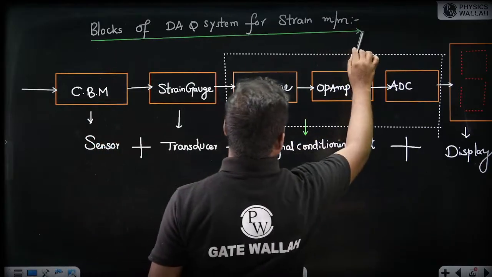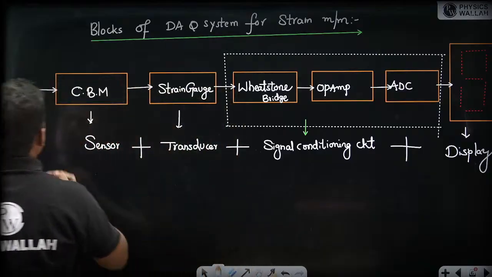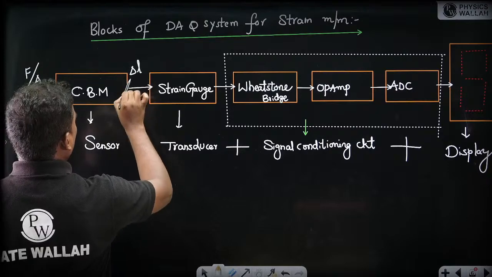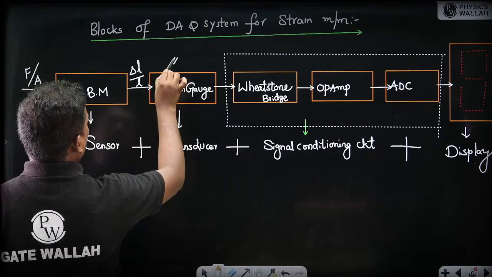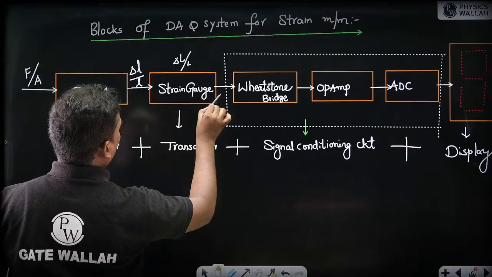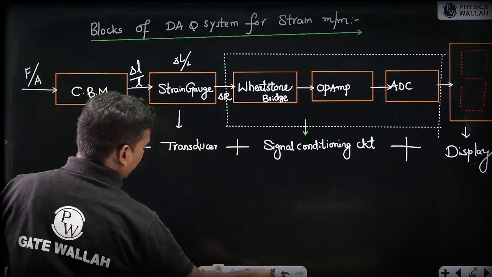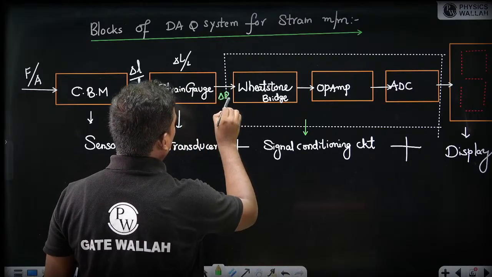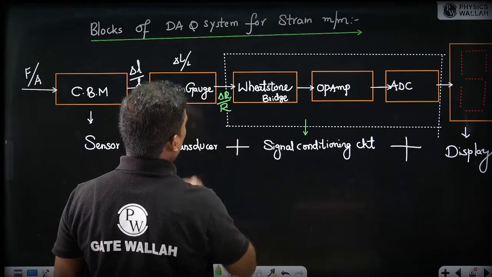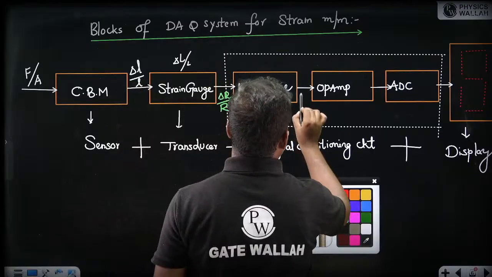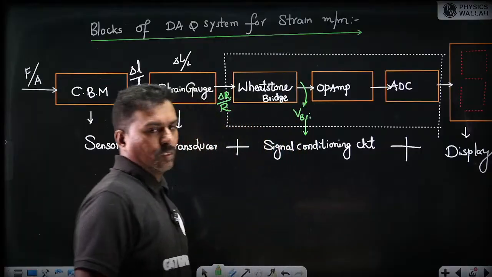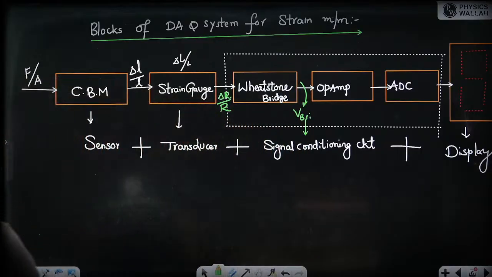That's how it works. And here comes the stress. The stress is converted to strain, and that strain is converted to here, and here comes the strain, del R by R. So this is our del R by R, and here comes the Wheatstone bridge. Got it? So this is how the various blocks of the data acquisition system will work.